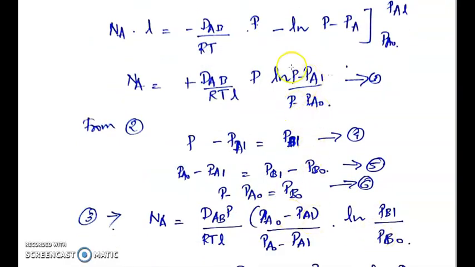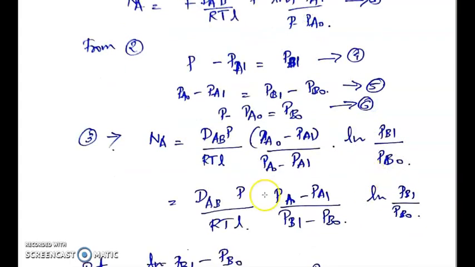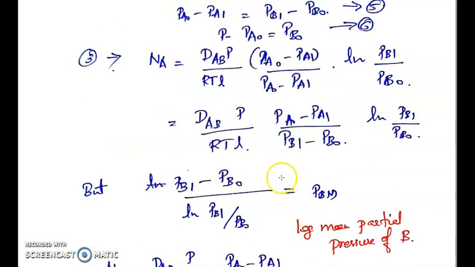So we can replace these two in equation number 3 to get ln PbL by Pb0. So simplifying again, I get P Dab P by RTL into Pa0 minus PaL by PbL minus Pb0 into ln PbL by Pb0. What did I do here? Instead of Pa0 minus PaL, I am writing PbL minus Pb0. Okay, but if you look at this term, we are seeing something known. What is PbL minus Pb0 by ln PbL by Pb0? It is PBM, the log mean partial pressure of B.